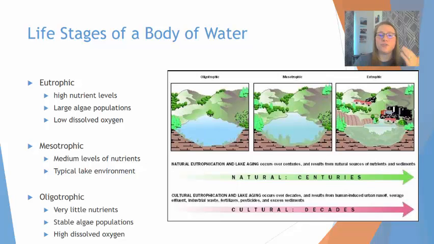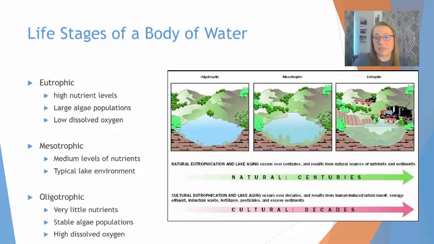Now remember, there are a few different stages of a body of water. You can have a eutrophic body of water that has high levels of nutrients, typically has large algae populations, and very low dissolved oxygen. We can have a mesotrophic body of water. It's kind of that neutral or medium level of nutrients. It's your typical healthy lake environment. And then, of course, there are oligotrophic lakes, which have very little nutrients, but they have pretty stable populations of algae, and they have high levels of dissolved oxygen.